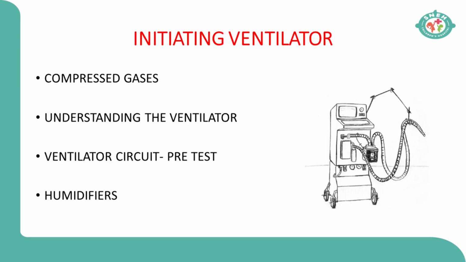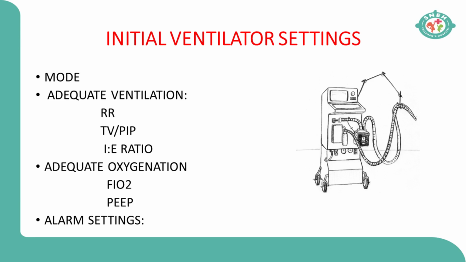So before you put a patient on, first you check your oxygen level, the circuit, the monitor, and the humidification, all in place. You check on the test lung. Now you're putting a patient on the ventilator. Before that, first you select a mode. Once you select a mode, you adjust the settings. What settings? Respiratory rate, your pressure, PIP, or a tidal volume if the patient is on volume control mode. Then you also set the IE ratio. This is for ventilation, and for oxygenation you adjust the FiO2 and the PEEP.